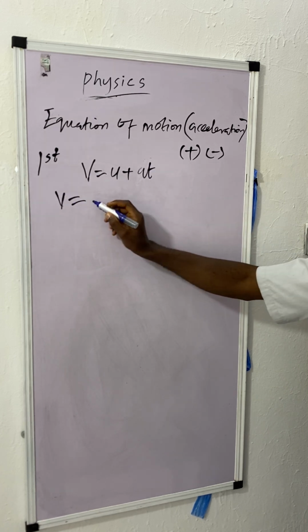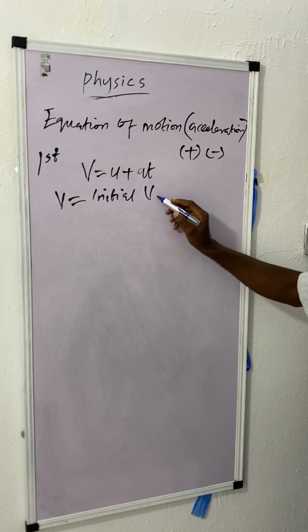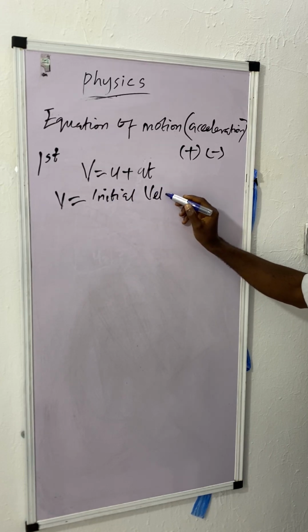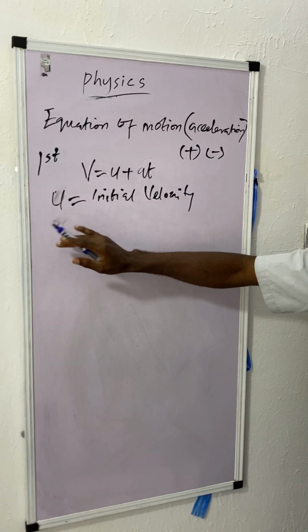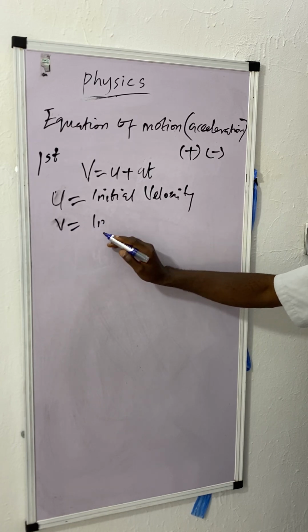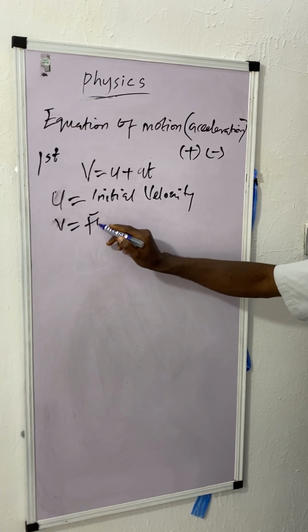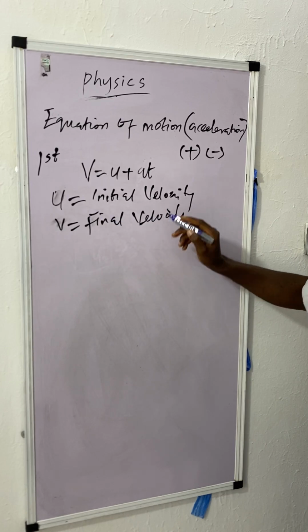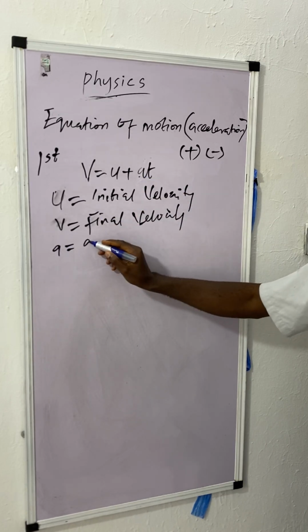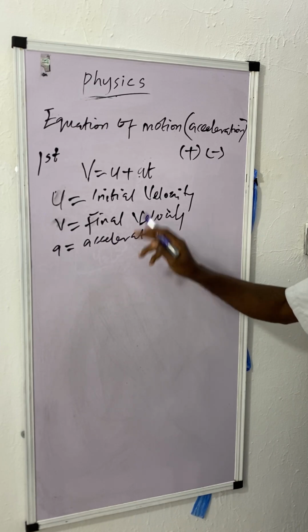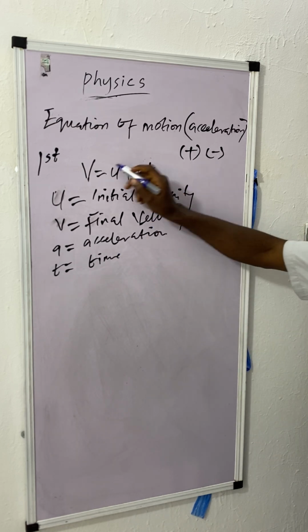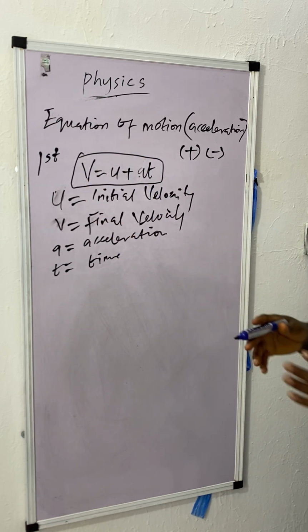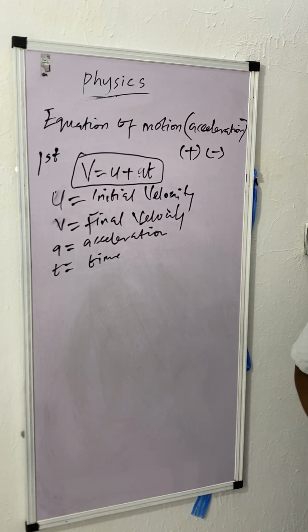Where U is initial velocity, V is equal to final velocity, A is equal to acceleration, and T is equal to time. All right. So the first equation of motion corresponds with the first law.